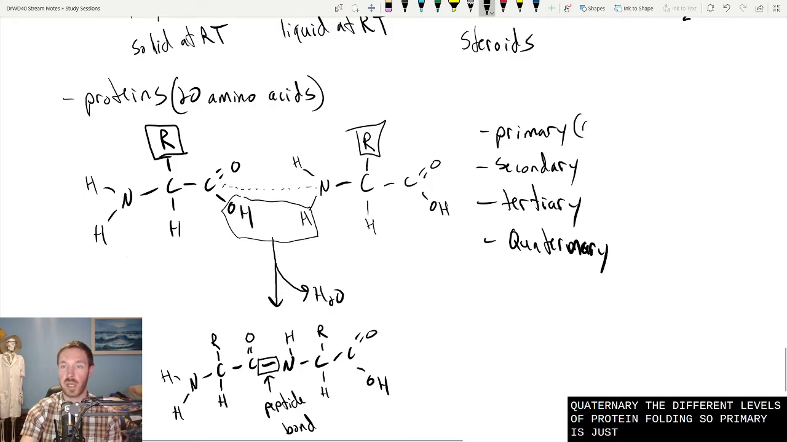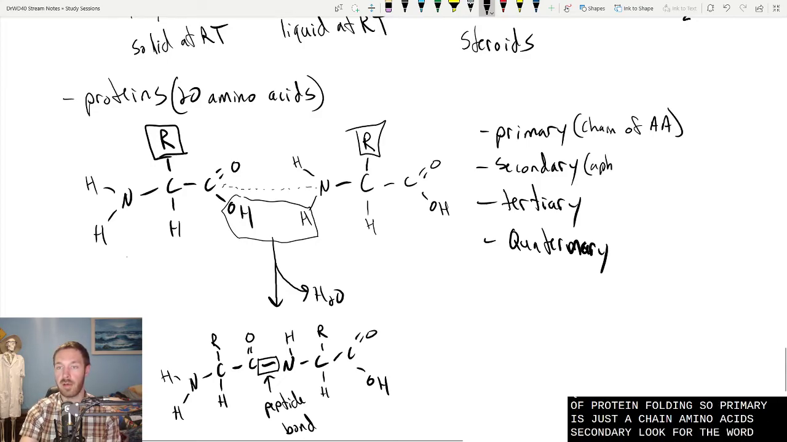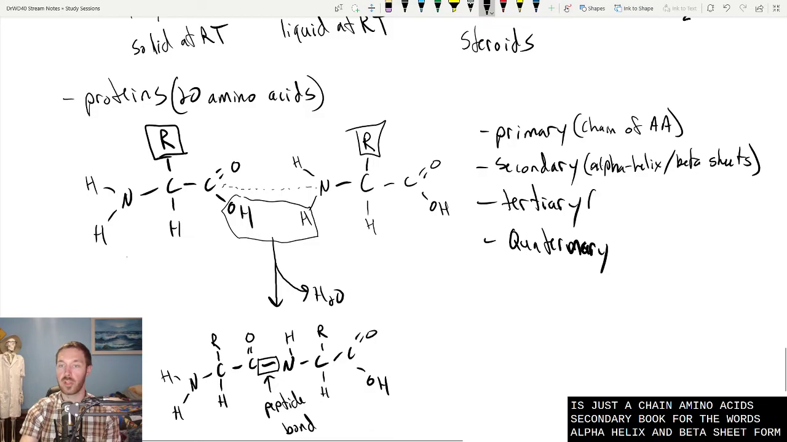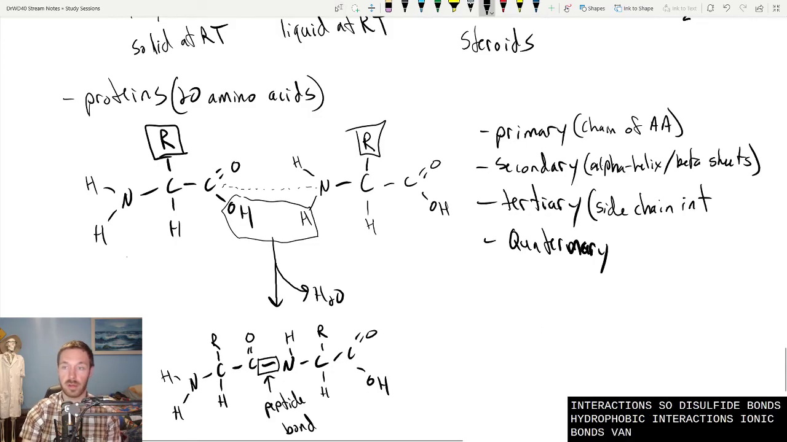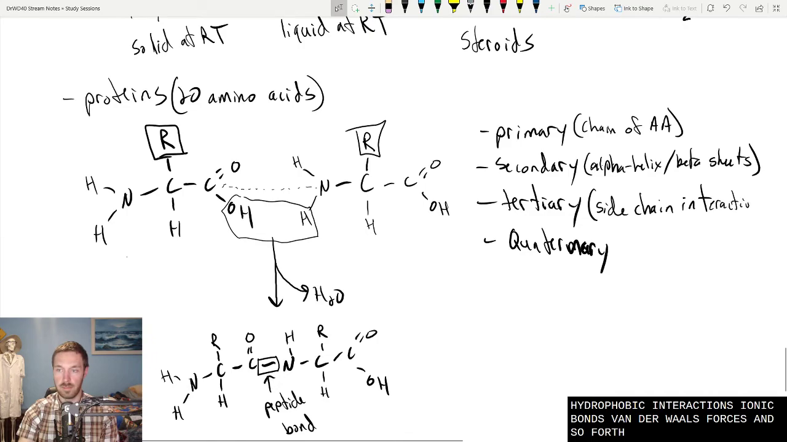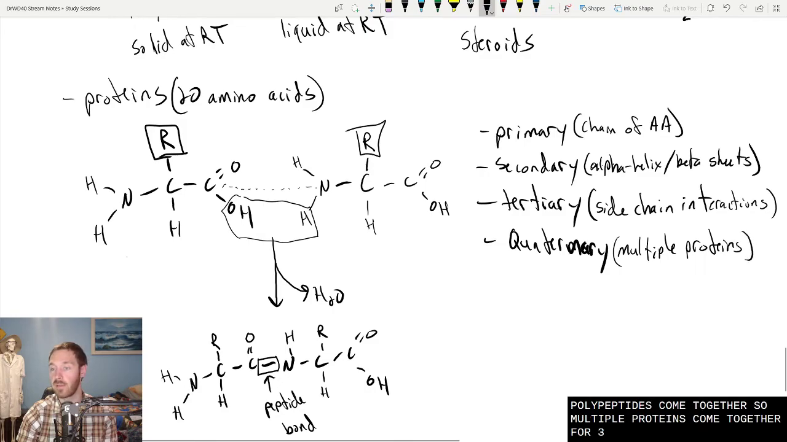So primary is just the chain of amino acids. Secondary, look for the words alpha helix and beta sheet form. Tertiary is side chain interactions, so disulfide bonds, hydrophobic interactions, ionic bonds, van der Waals forces, and so forth. And then quaternary is polypeptide formation. So multiple polypeptides, multiple proteins come together for it to be active then. Like hemoglobin has 4 subunits that need to come together for that final functional structure.